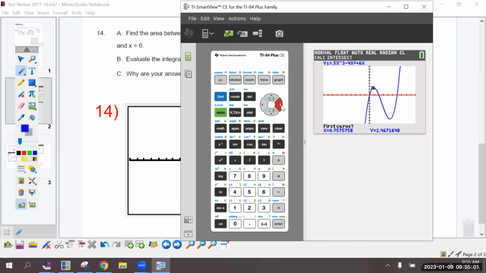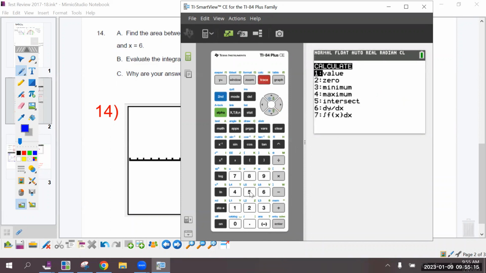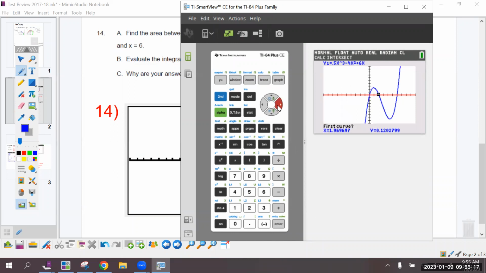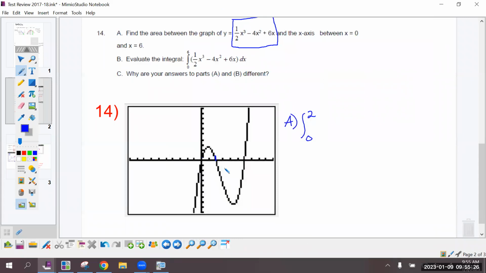I'm going to arrow over to this first x-intercept where it looks like they cross. I'm going to hit enter 3 times. And it tells me the intersection is 2. I'm going to do that one more time over here. Enter 3 times, and it's 6. All right, so that's nice. So our x-intercepts are the integral cutoffs, or the 0 to 6.